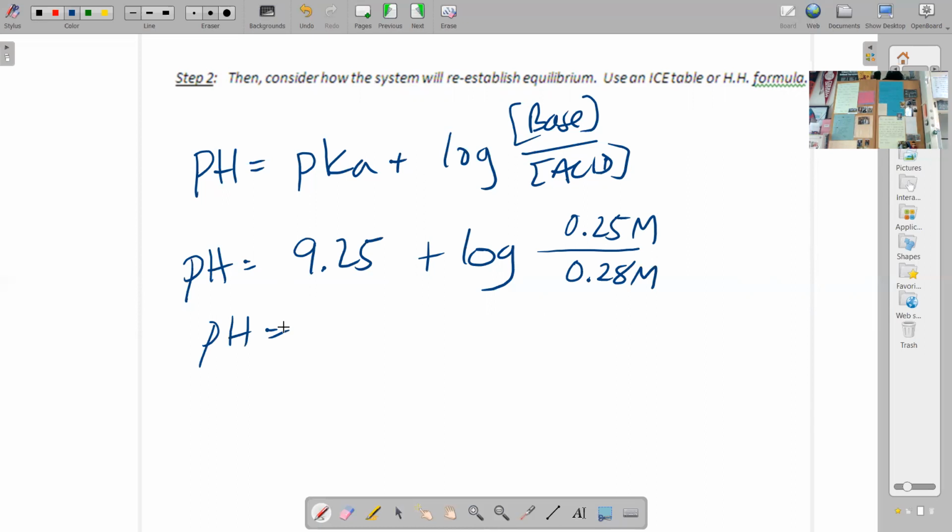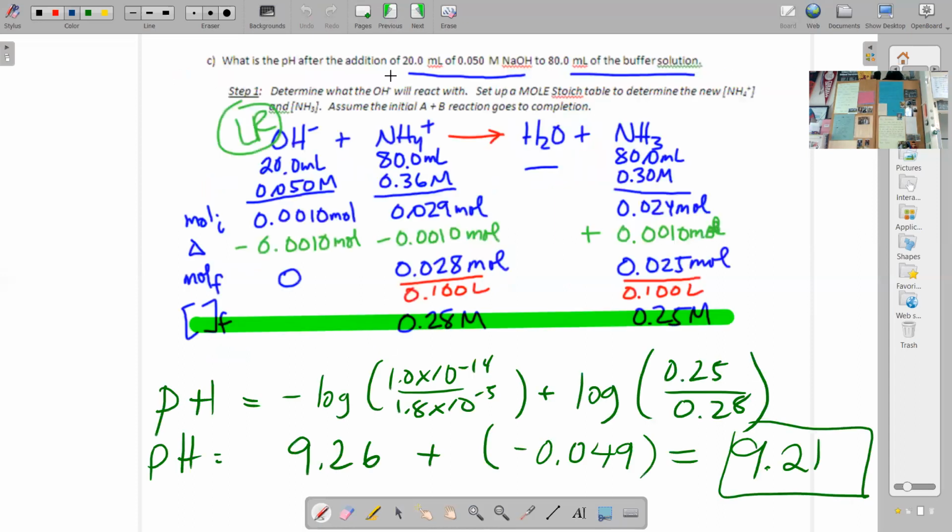And here's the cool thing about it. What was our buffer pH before? 9.18. What is it now? 9.20? Is that right? About. Okay, basically, yeah. So in our buffer, we went from 9.18 to 9.20.